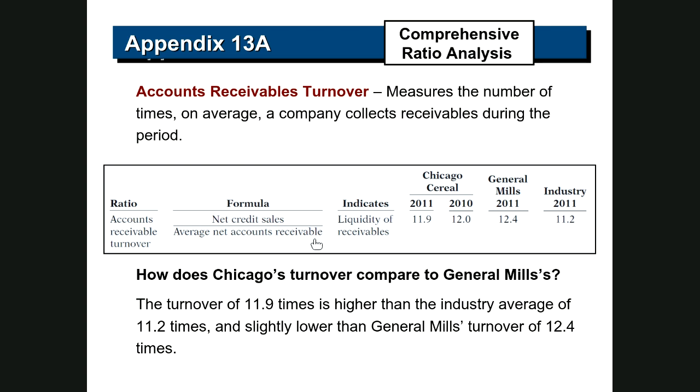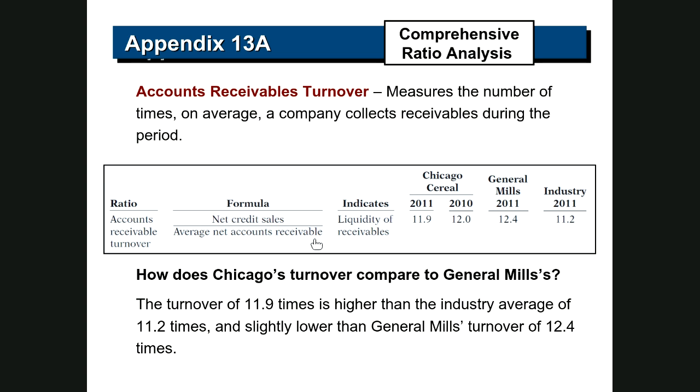The industry average is 11.2, right? And General Mills is 12.4. How can you collect more than what you have sold? Because you did not collect enough in the previous year, so you average this out. You follow, right? So in 2010, Chicago series is 12, which is perfect. And everything they sold, they collected. You follow, right? So understand why this number is important.